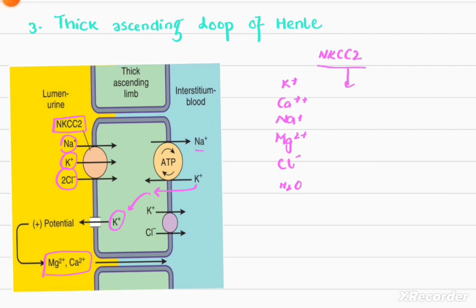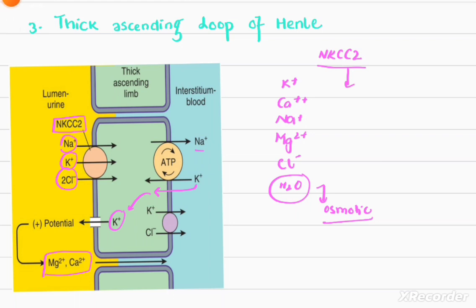So now we have discussed the ions. Let's discuss some things about the water reabsorption. Water is extracted from the descending loop of Henle by the osmotic forces. There are no channels involved. The osmotic forces are basically playing a role in the extraction of the water from the lumen, from the urine, into the tubular cells, and then ultimately into the interstitium of the blood.